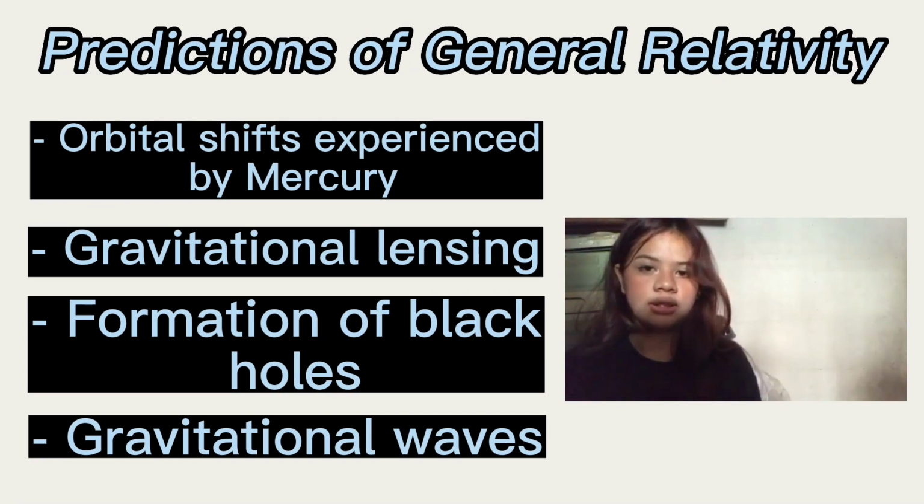General relativity is a theory of gravitation developed by Albert Einstein between 1907 and 1915. The theory of general relativity says that the observed gravitational effect between masses results from their warping of space-time. Orbital shifts experienced by Mercury. The orbit of Mercury is shifting very gradually over time due to the curvature of space-time around the massive Sun.